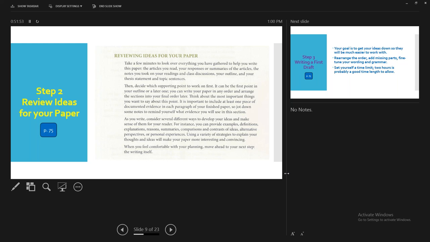And later on, once you have written them, for instance, you need three body paragraphs or four, it depends on you, you put them in the order you would like and create the coherence between them to make them more interesting and more convincing, okay? And then you can start, of course, writing. Any question about this step two?